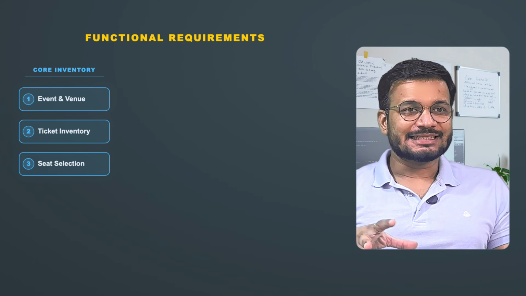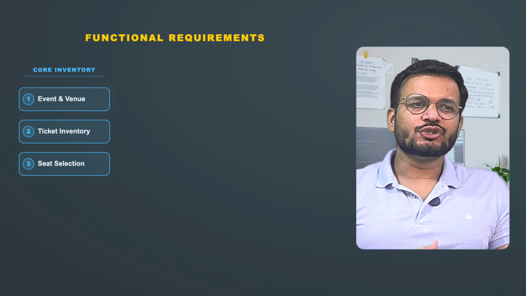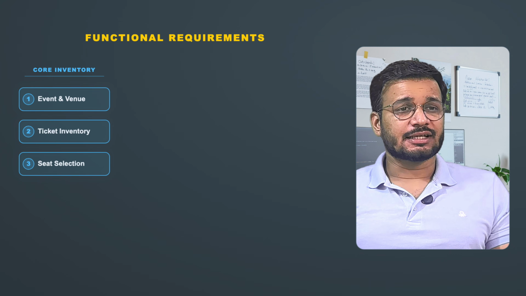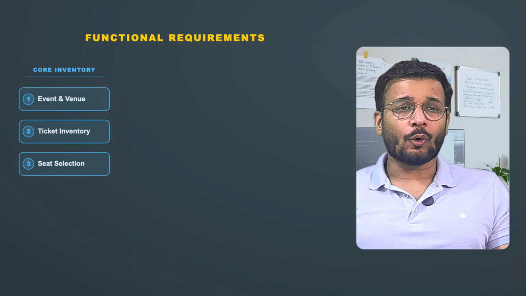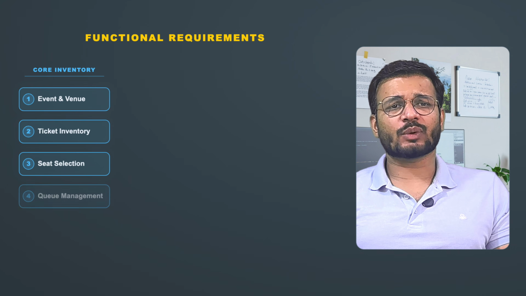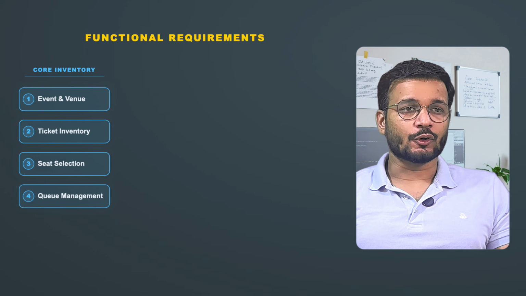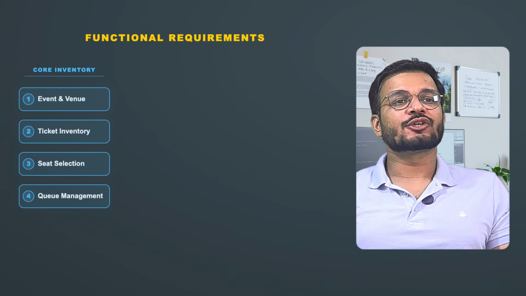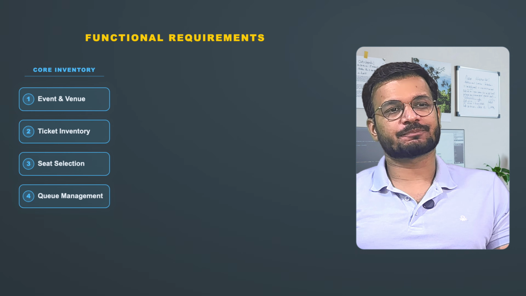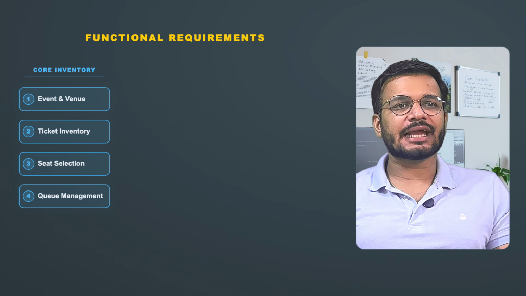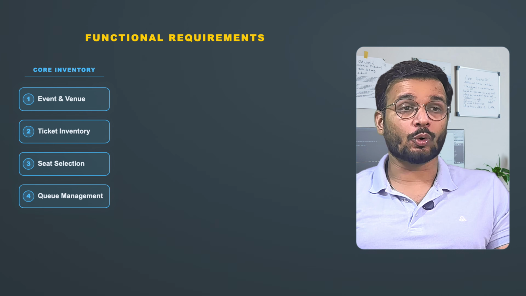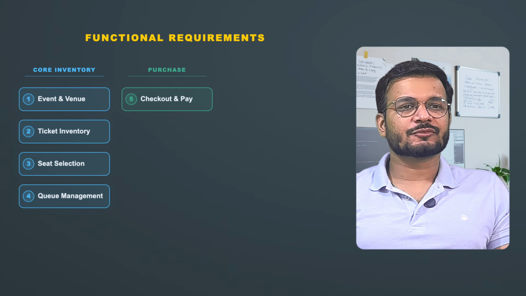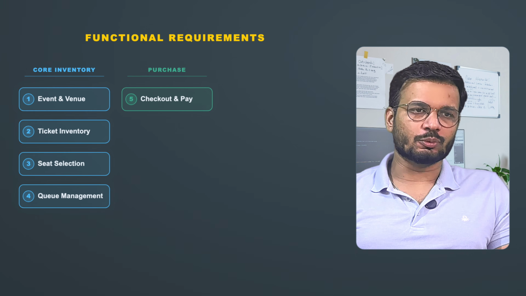Third, seat selection and reservation. Users browse an interactive seat map. They select specific seats. The system places a temporary hold, typically 8 to 10 minutes, while the user completes the purchase. Nobody else can book the same seat during the hold. Fourth is queue management for high demand events. For flash sales, users enter a virtual waiting room before the sales open. At sale time, users are admitted in fair order, generally randomized from the waiting room pool.